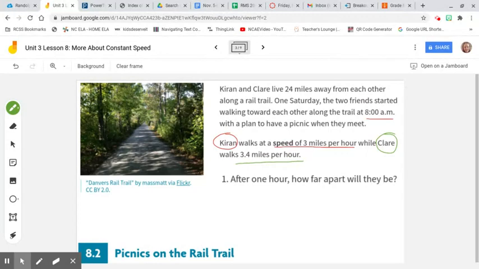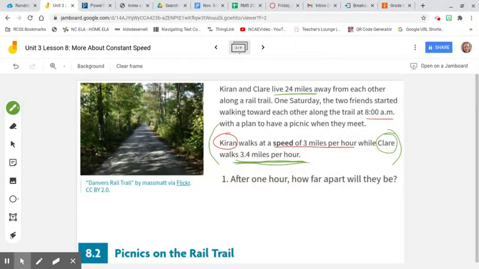So what we're going to look at seeing is that they also live 24 miles away from each other, okay? Well, we know from our description here that Kieran walks 3 miles an hour because she's walking at the speed of 3 miles per hour. Claire walks 3.4 miles in an hour because she's walking at a speed of 3.4 miles per hour.